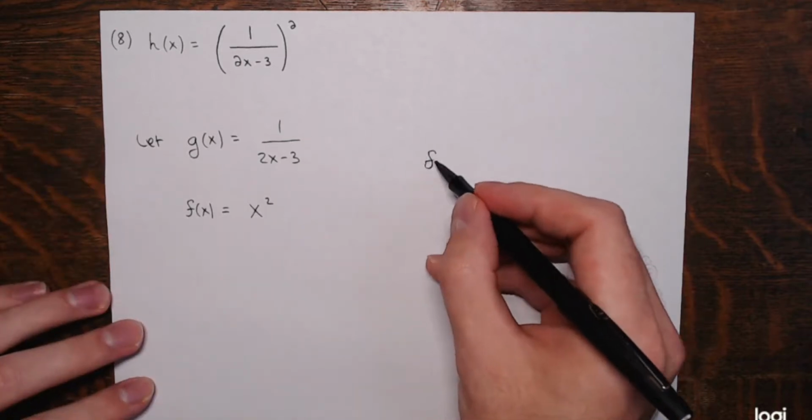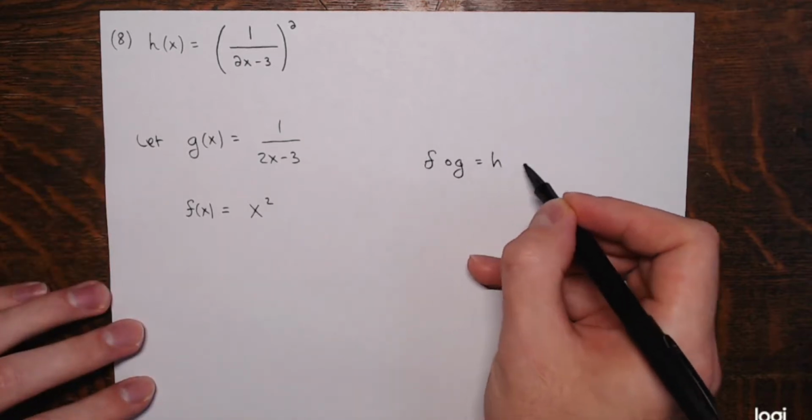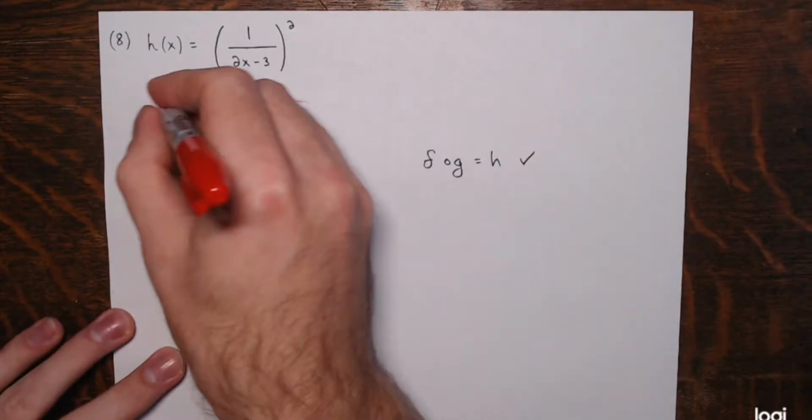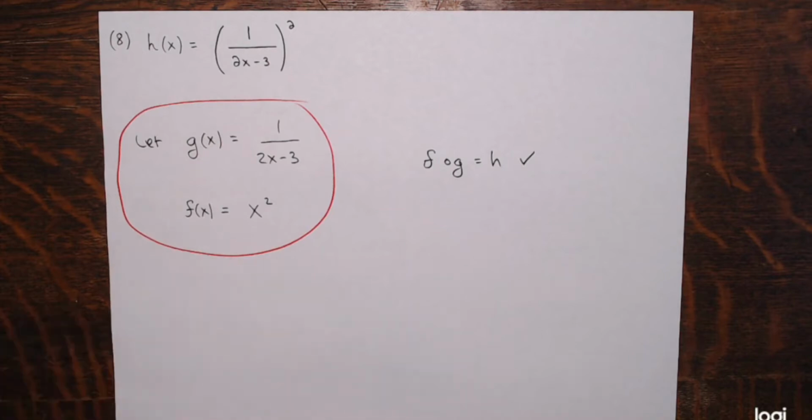And is f composed with g equal to h? Absolutely, it should be. And I leave it to you to check that. That's why I'm putting the little check marks there. And there we go. And again, after a while, it should be easier to do this. Like with anything, the more practice you get, the better you get at it. But let's just one more time verify with a little graphing.